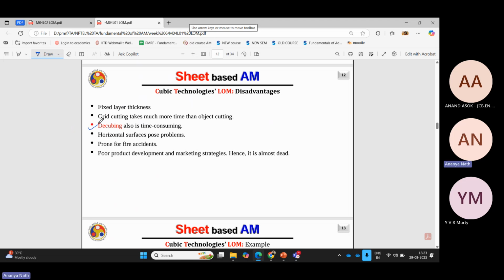Decubing is the main disadvantage. Fixed layer thickness is one problem. Here, it's not like you can play with the laser process parameters and increase the layer thickness; your layer thickness is constant.